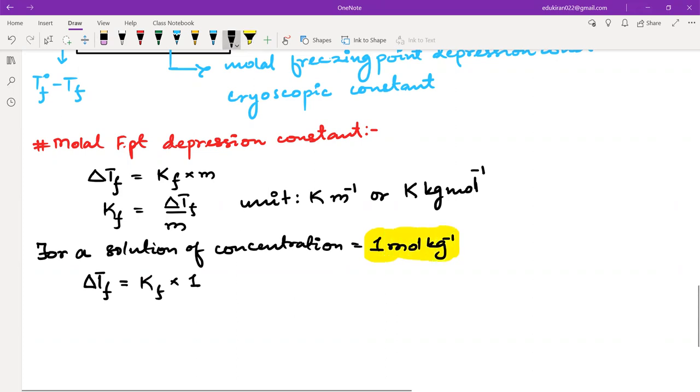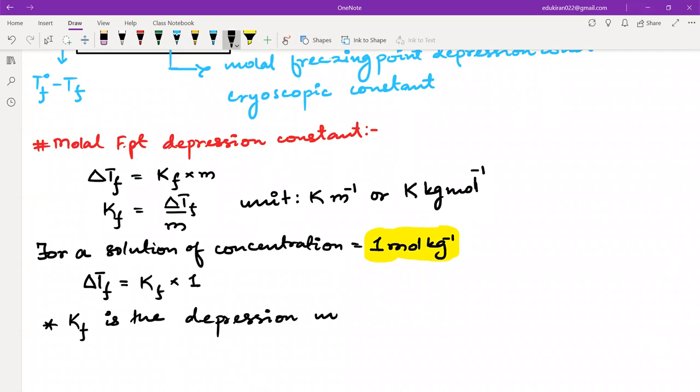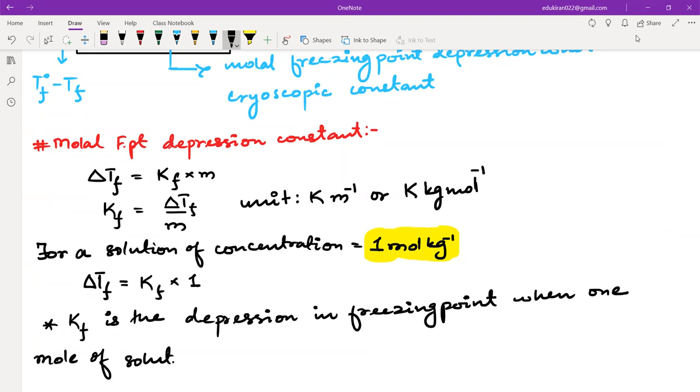Please tell me. Yes. Anna, what is KF? The molal freezing point depression constant is the depression in freezing point when the concentration of solution is 1 molal, or you can write, when 1 mole of solute is dissolved in 1 kg of solvent. Okay, please write this down. Let me know when you're done.